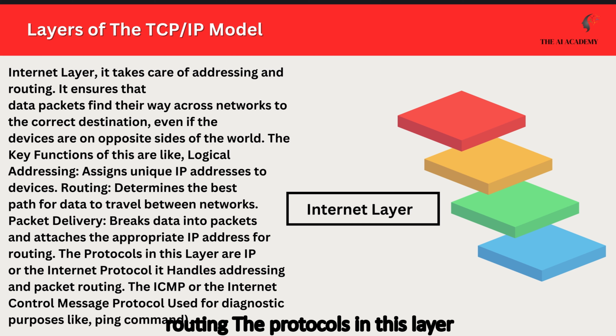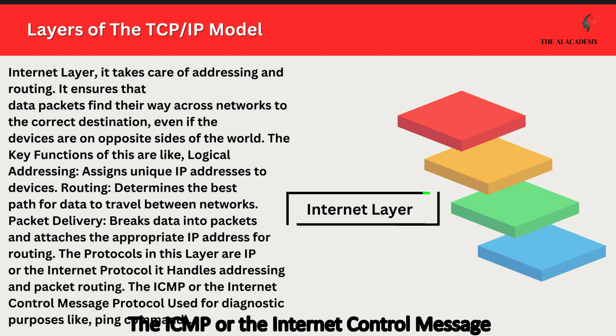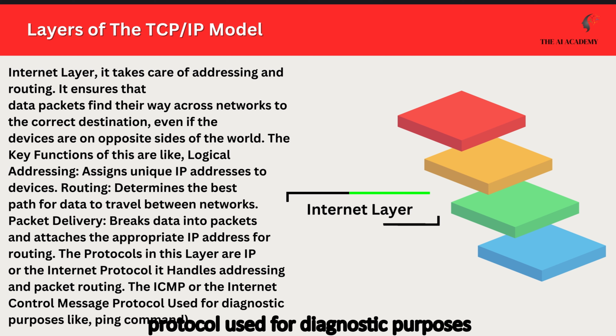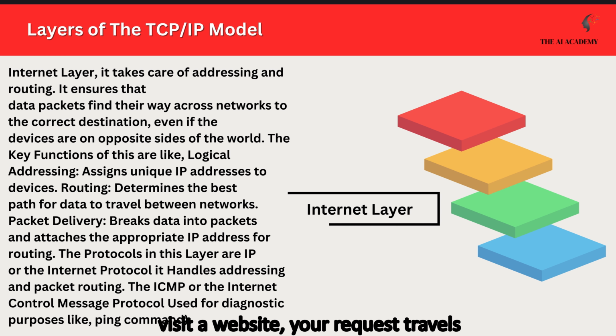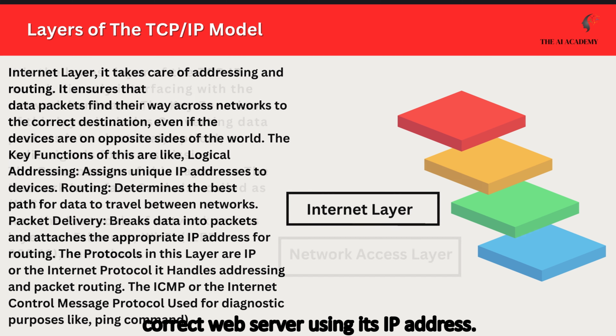The protocols in this layer are IP, or the Internet Protocol. It handles addressing and packet routing. The ICMP, or the Internet Control Message Protocol, is used for diagnostic purposes like the ping command. The practical example is: when you visit a website, your request travels through several routers. The Internet layer ensures your request reaches the correct web server using its IP address.